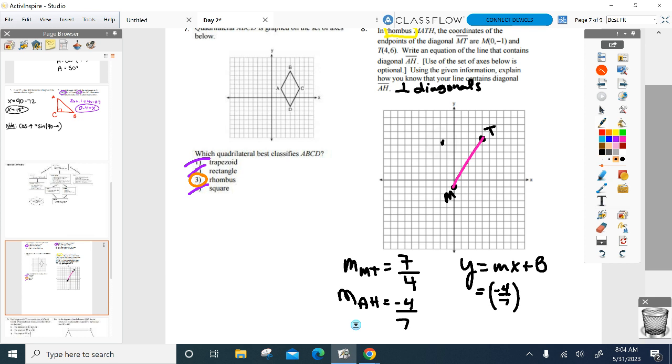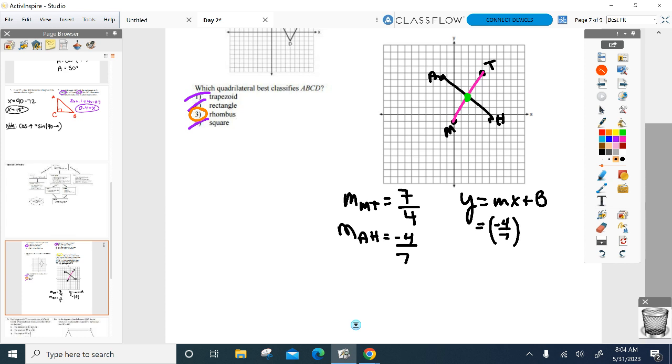And again, I'm just randomly putting AH here so you guys can see this. What do they do to each other? Bisect each other, which means they intersect at each other's midpoint. Yes. So I need to find the midpoint so I can plug those coordinates in for x and y.